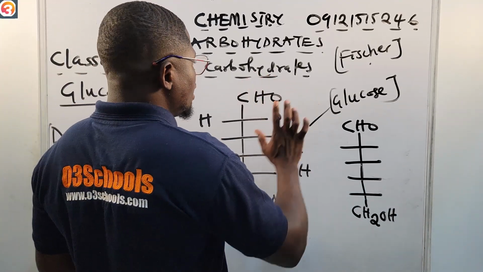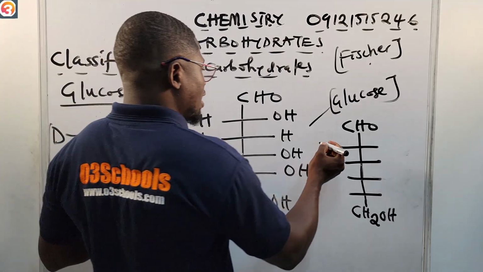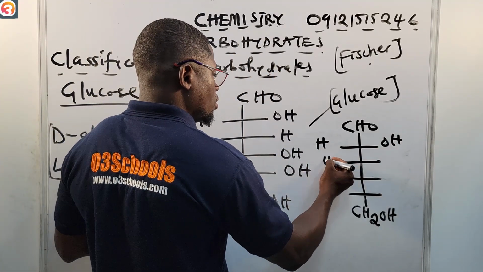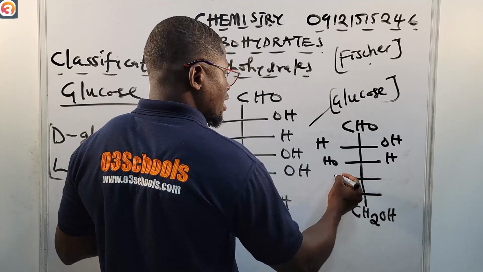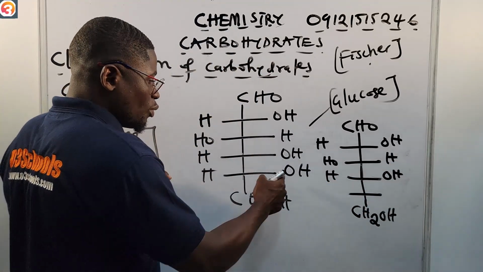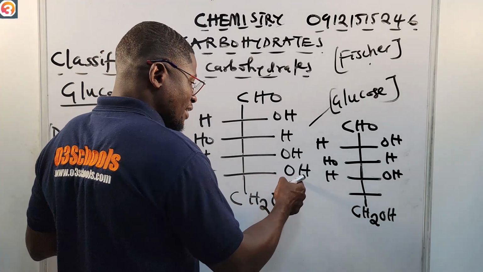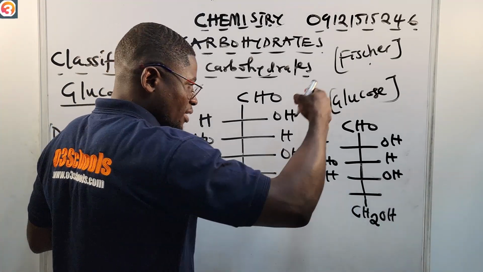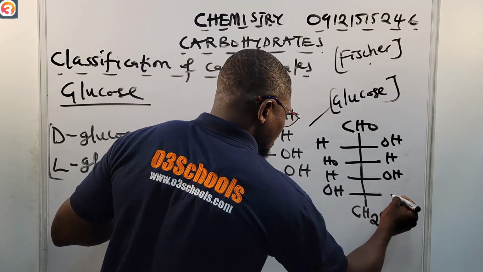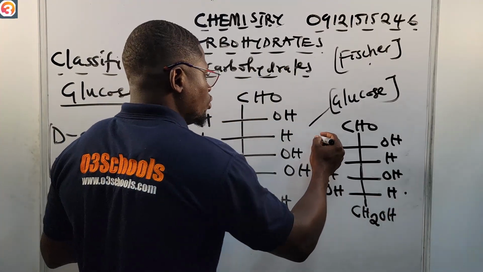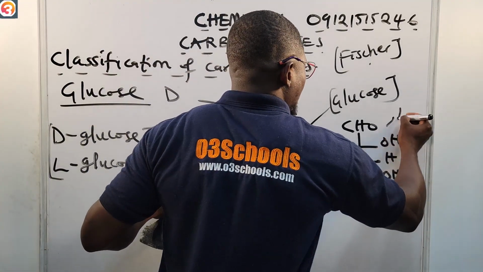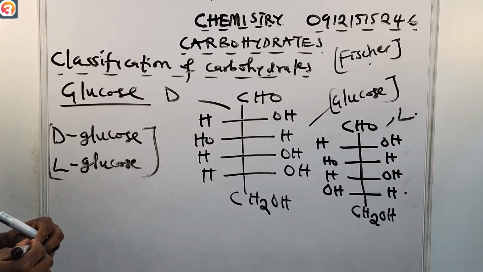Now, for the D-glucose, we have our H here, OH here, HO here, H here, then OH here, and H here. Now, for this last point, you can see for the D-glucose, the OH is on the right. But for the L-glucose, the OH will be on the left, while the H will be on the right. This is the difference between D-glucose and L-glucose. Please take note of that.